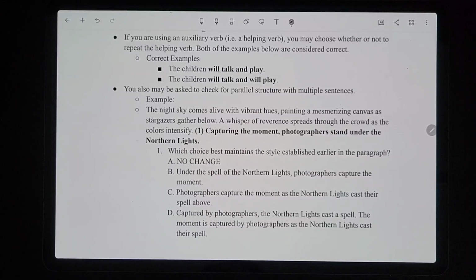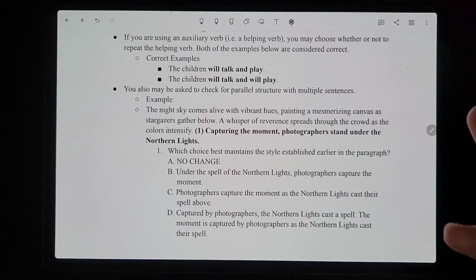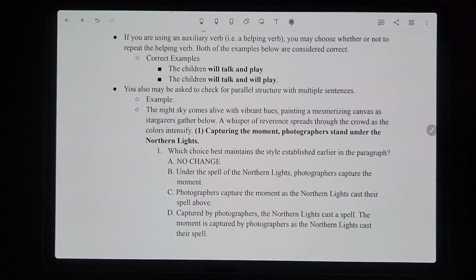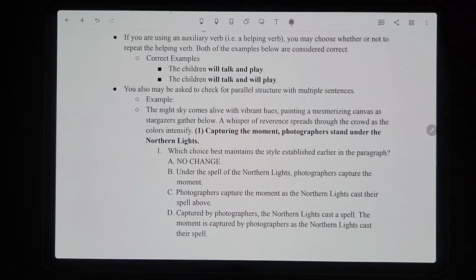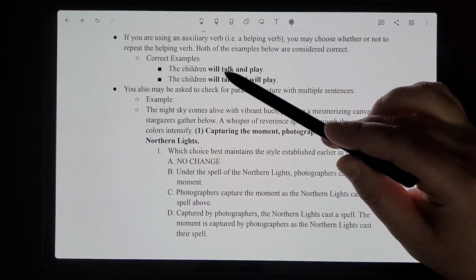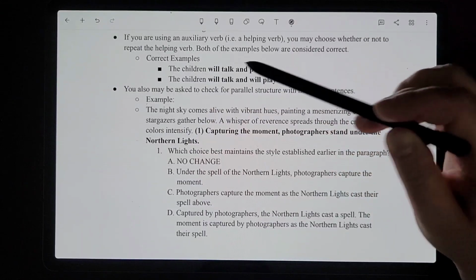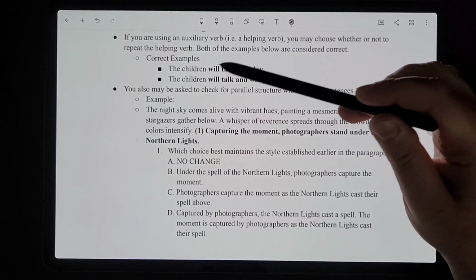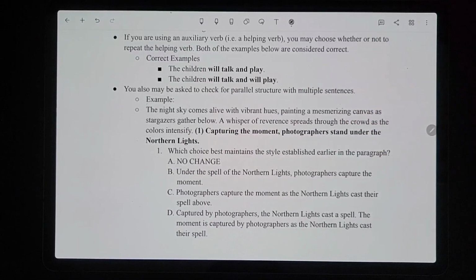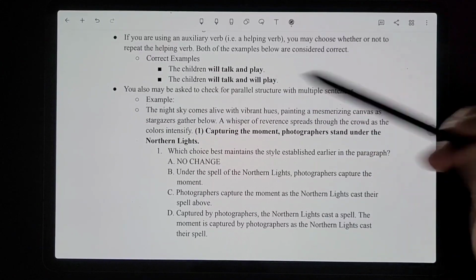Another thing that confuses students, and I know it's weird because it's grammar and you think grammar would always have the same rules, but there's some debate with certain grammar things. But for the purposes of this exam, if you have an auxiliary verb, sometimes called helping verbs by your teachers, like right here we have will, like we're saying will talk and play, you can choose whether or not to repeat that. These are both correct. It's correct to say will talk and play and will talk and will play. Those are still both showing parallel structure because we're still using the same verb tense. It's not necessary to use the helping verb again, but we can if we want to.